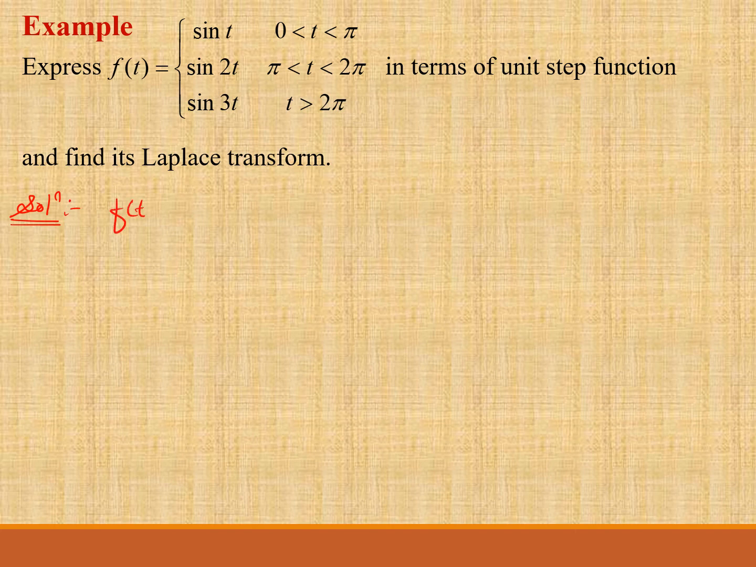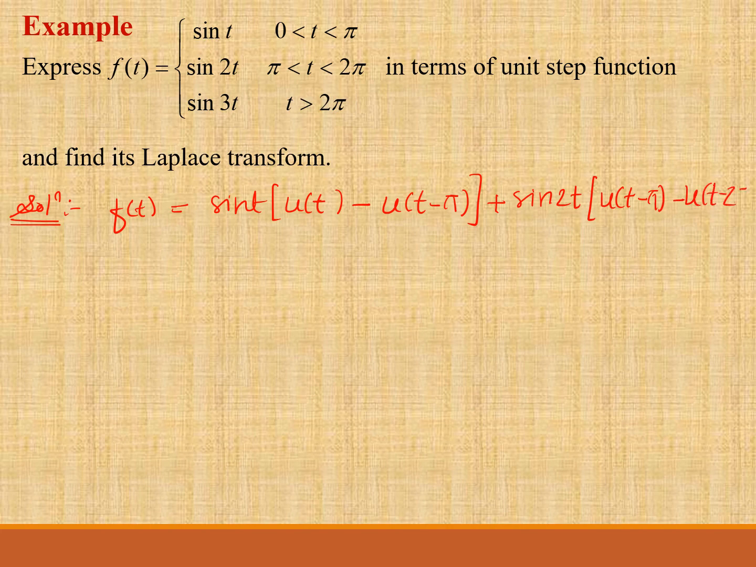f of t is equal to sin t into u of t minus 0, that is u of t minus pi minus u of t minus pi, plus sin 2t u of t minus pi minus u of t minus 2 pi, plus sin 3t u of t minus 2 pi.